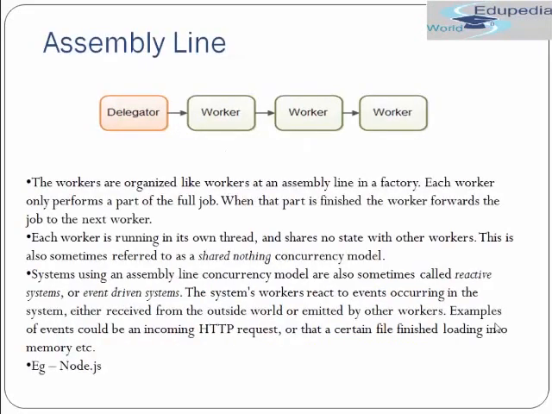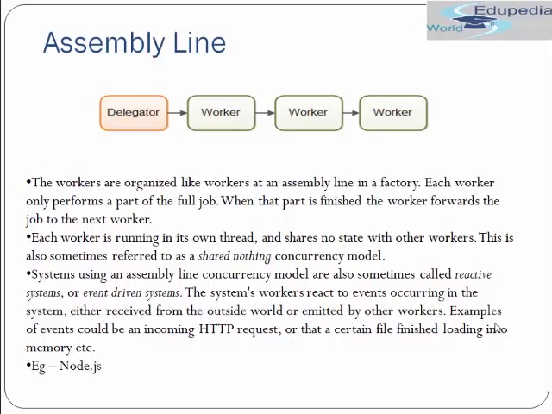Now let's study another model, which is assembly line. In this we have a delegator and workers in the fashion of an assembly line. So let's see what it says. The workers are organized like workers at an assembly line in a factory. Each worker only performs a part of the full job. When that part is finished, the worker forwards the job to the next worker. Each worker is running in its own thread and shares no state with other workers. This is also sometimes referred to as the shared nothing concurrency model.